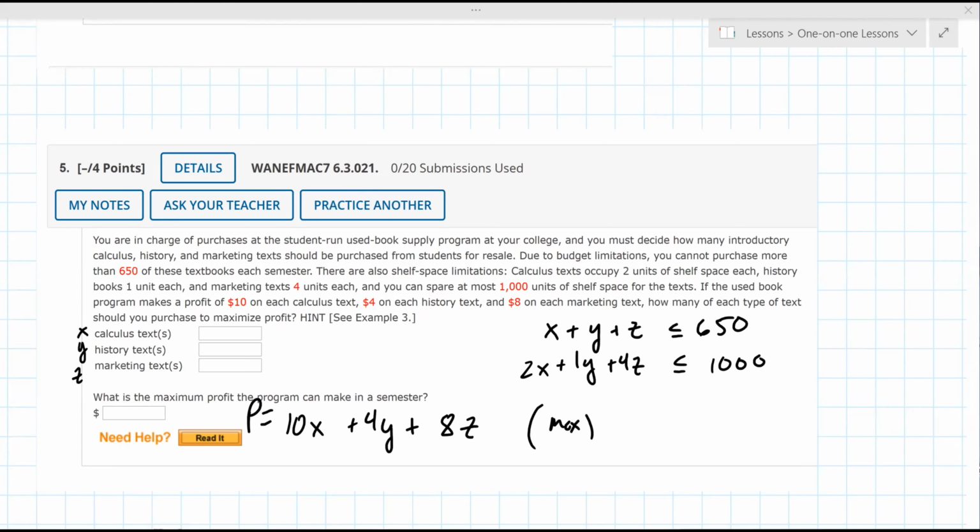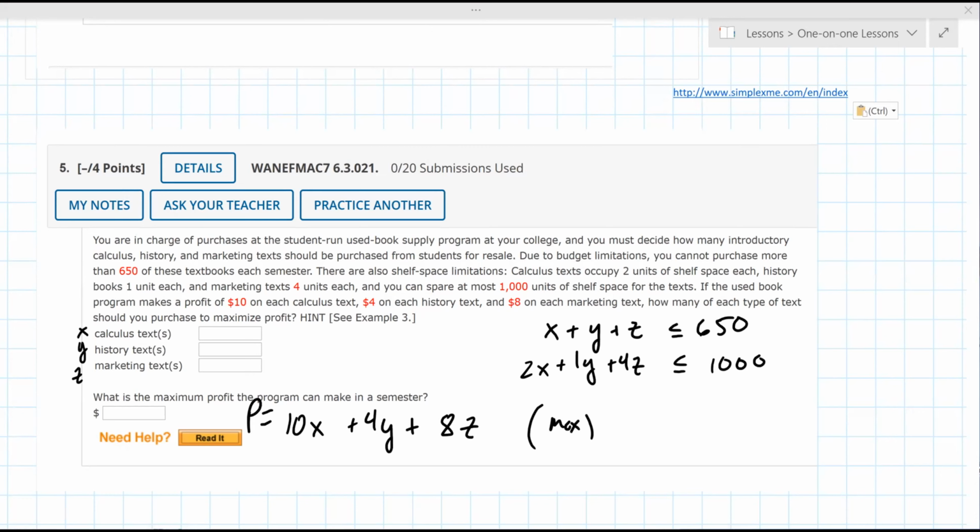Okay, so if I go back to the link I've been using, and I won't share this because you've seen it a couple times here, there are 3 variables, and then there are 2 secondary equations. So we're trying to maximize 10x, 4y, 8z, and then subject to 1x, 1y, 1z less than or equal to 650, and then 2x plus 1y plus 4z is less than or equal to 1,000.